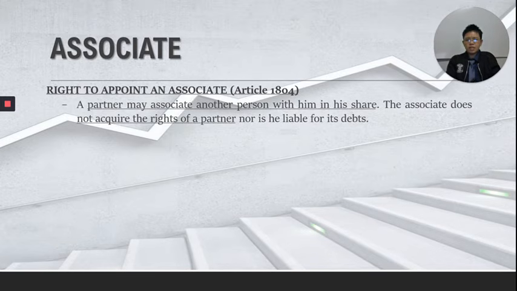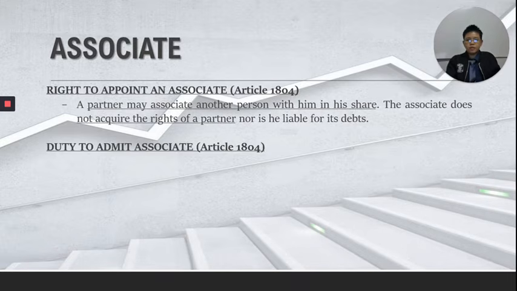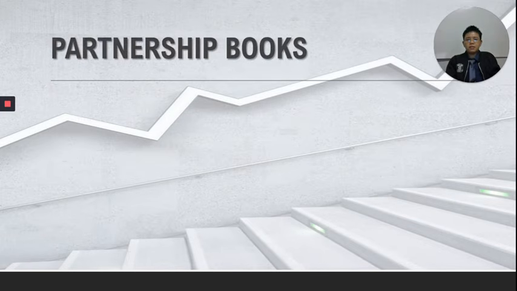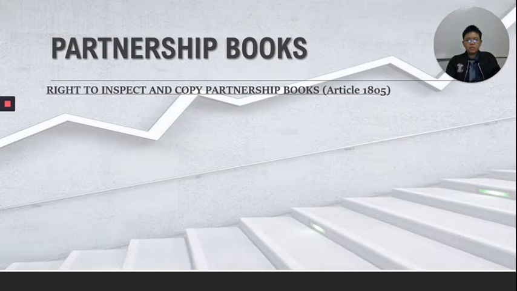So, an associate is not a partner. So, he is not liable for the debts of the partnership. So, yung associate is only concerned with the share of the partner who appointed him. So, also, obviously, your associate must be admitted by the partnership. So, it is the duty of the partnership to admit the associate. So, to appoint an associate, remember, you do not need the consent of the other partners. Yan. What else? Partnership books, 1805.